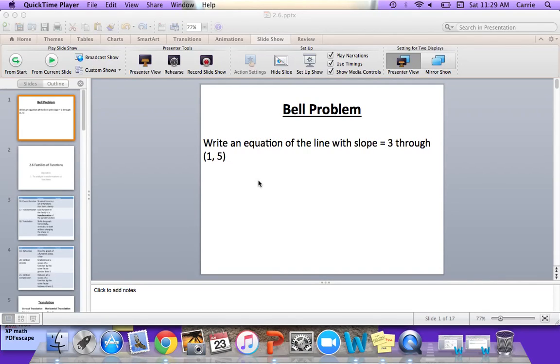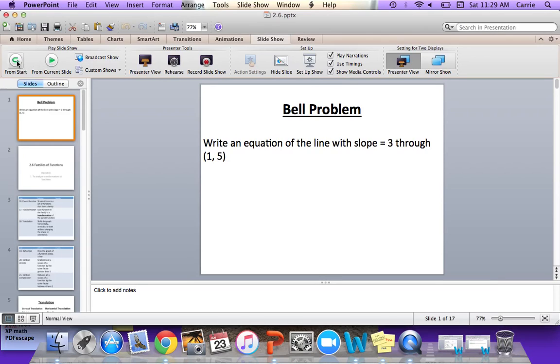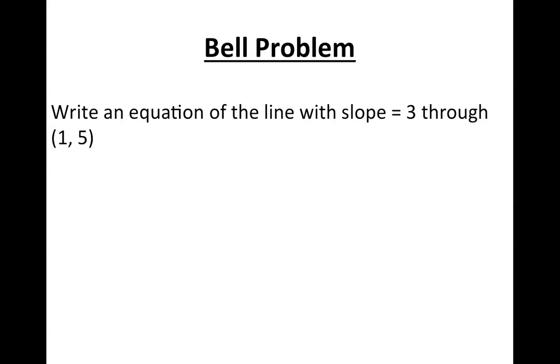We are skipping 2.5, so we're moving on to 2.6, families of functions. For the bell problem, you have to write the equation of a line with a slope of 3 through the point (1, 5).